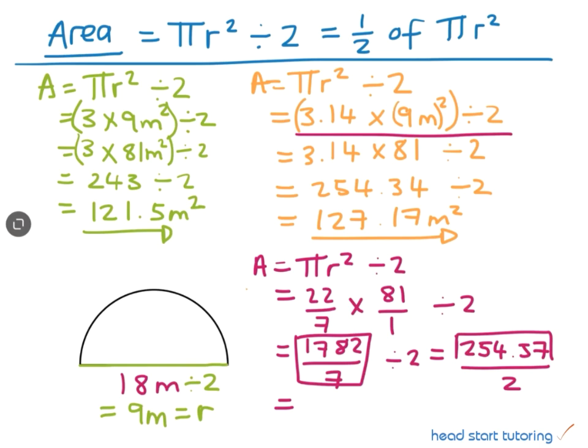And we end up with a final answer of 127.28 meters squared. So the area of this semicircle using pi equals 22 over 7 gives us a final answer of 127.28 meters squared.